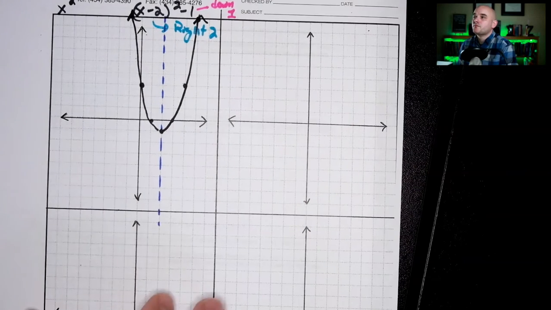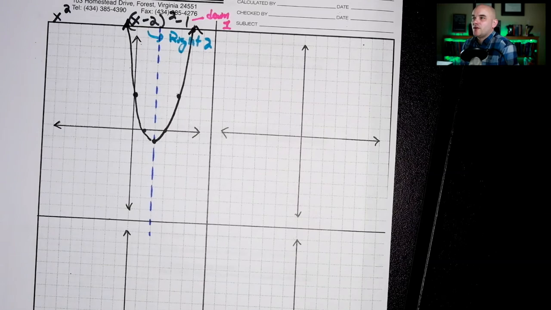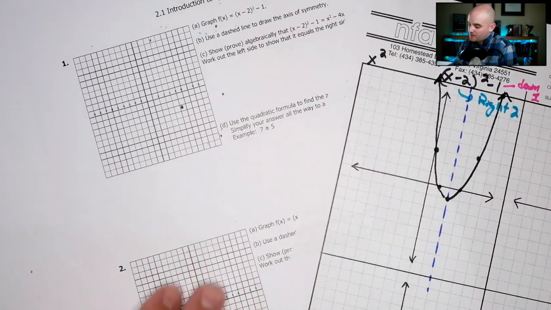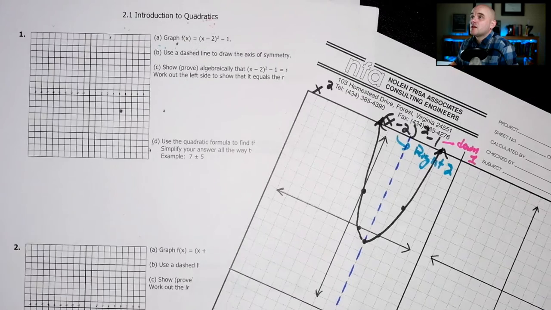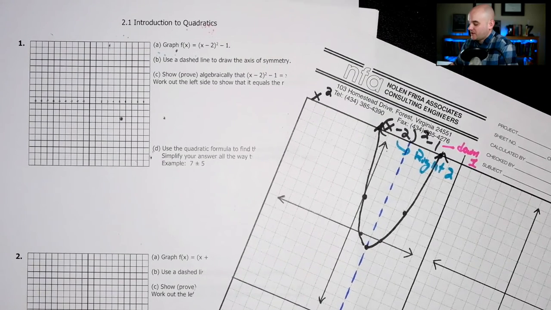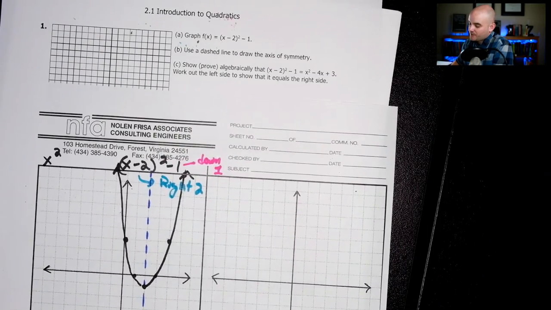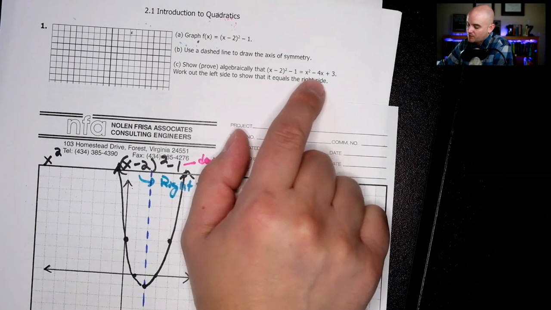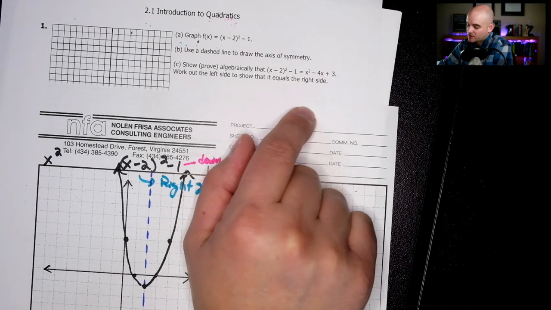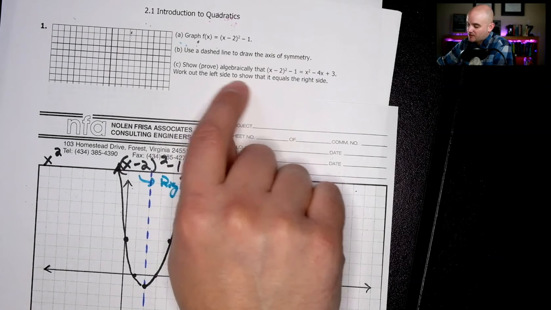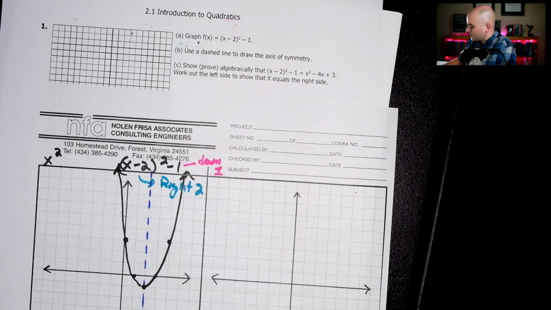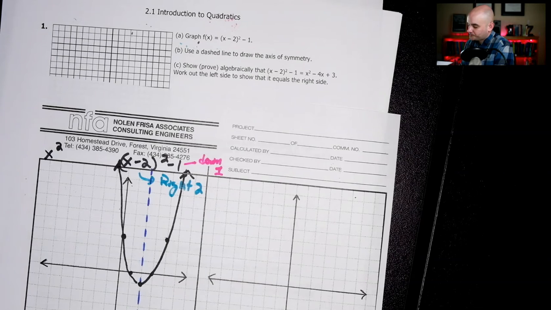All right. So that's the first one there. Now let's go back and see what else it said for us to do here. It said to use a dashed line to draw the axis of symmetry. We got that taken care of. And then it says to prove that (x minus 2) squared minus 1 is equal to x squared minus 4x plus 3. And it tells you exactly how you want to prove that: work out the left side so that it equals the right side. So let's do that next.